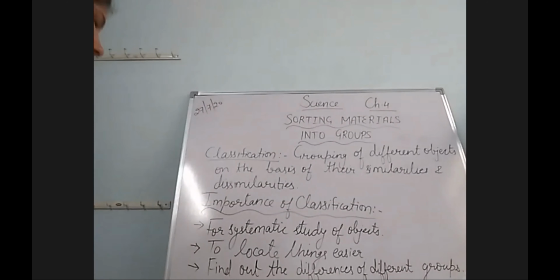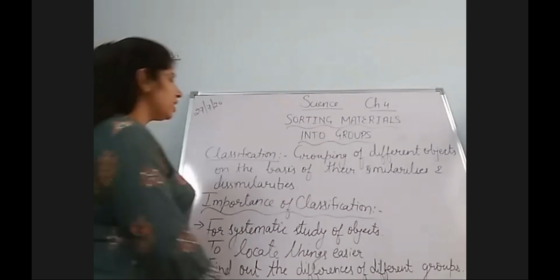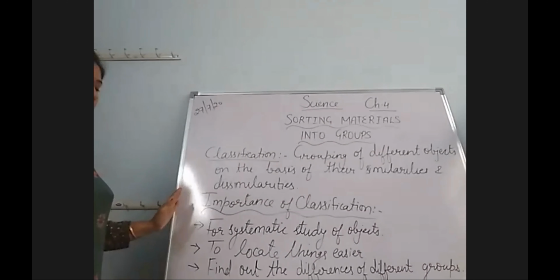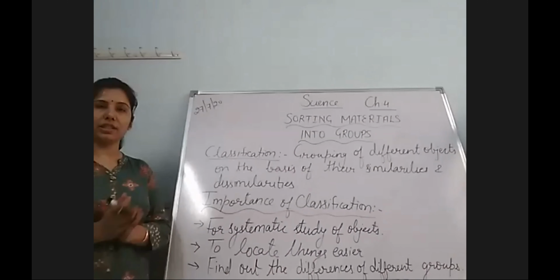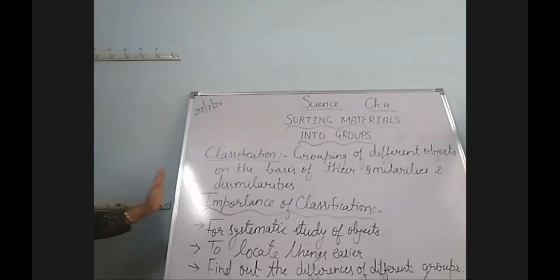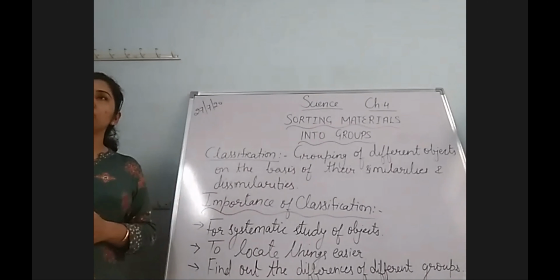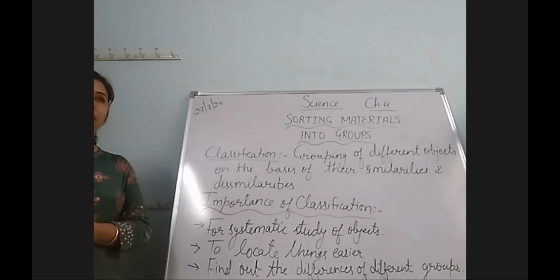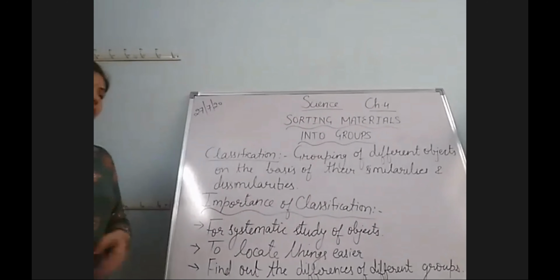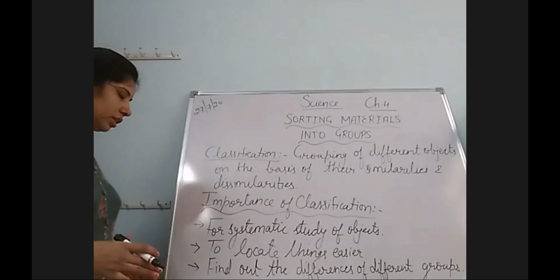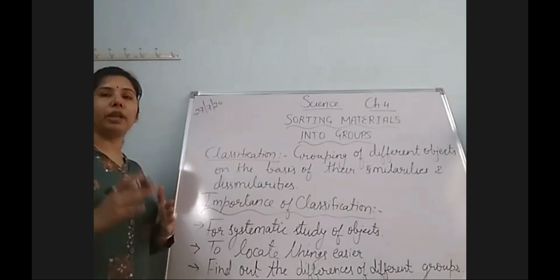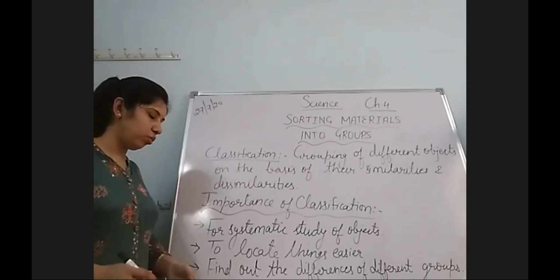Do it quickly. Okay, so these are the importance of classification. Why you should classify the objects: for their systematic study, to locate the things easier, and to find out the differences between different groups. When you take them into different groups, different categories, you will be able to find out what the major differences between them are. Okay, now what is the material? Next we are going to discuss what is the material.